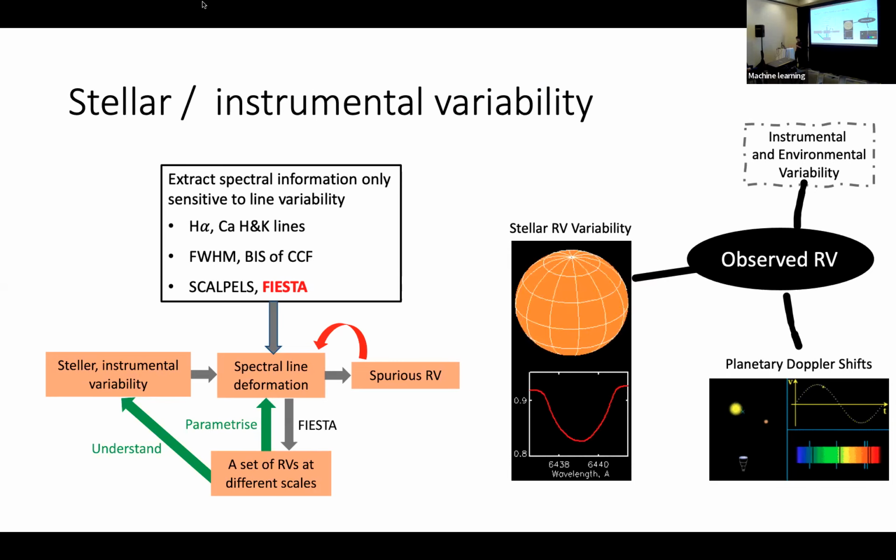So the community has been using line activity indicators like H alpha, calcium H and K, or they extract information from the full width half maximum and bisector span from the CCF. And recent papers use SCALPELS or FIESTA to parameterize the line profile. So what I'm going to do is to use the FIESTA method that decomposes the line profile, the CCF, into a set of orthogonal Fourier functions. And we use the radial velocity shift of these Fourier functions to parameterize the line profile deformation, so as to understand how the stellar and instrumental variability affects the radial velocity.